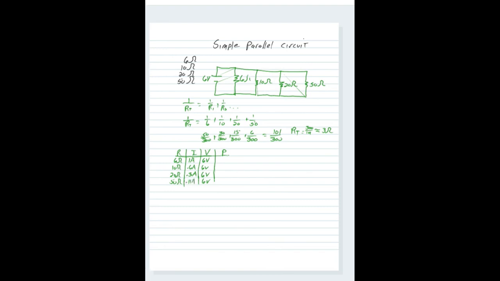Then we can multiply through to get the power, so this would be 6 watts. This would be 3.6 watts, 1.8 watts, and 0.66 watts. So this is an example of a simple parallel circuit.